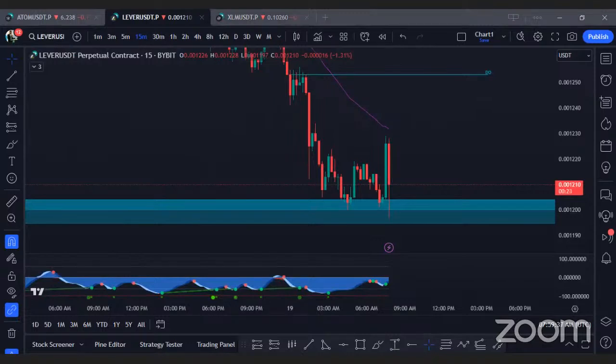Completely out. Okay, I think I need to revisit my ATOM trade and see if I should call it a day for ATOM or not. Yeah, so for LEVER, let's see what we have for LEVER.